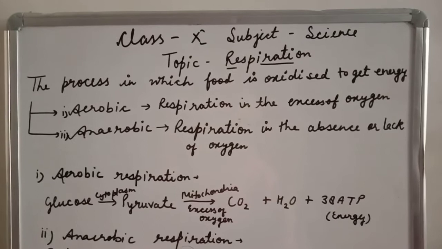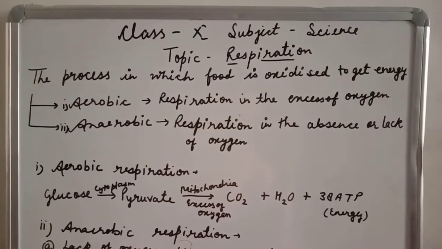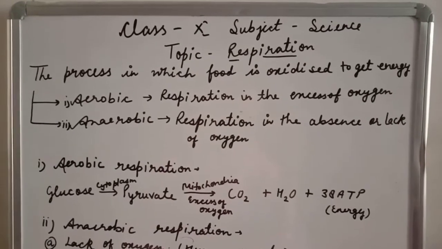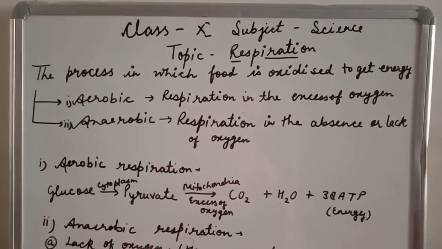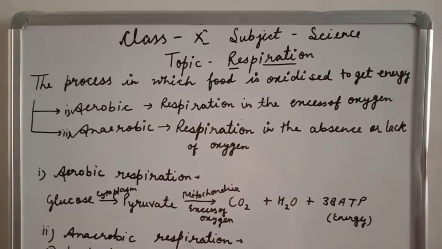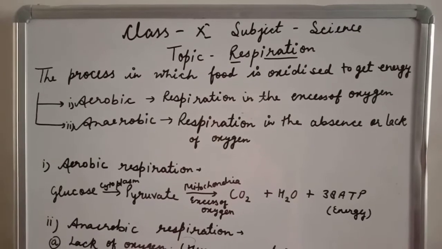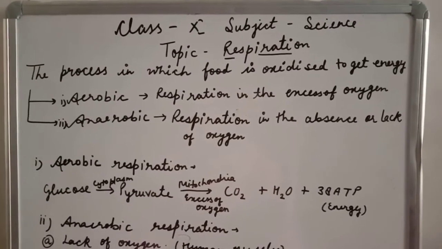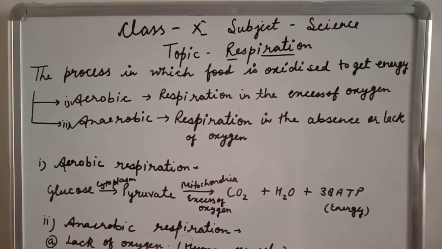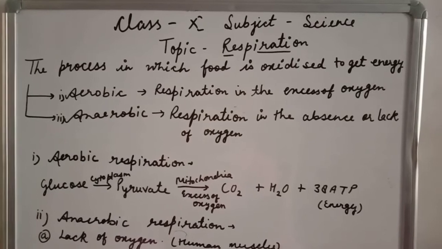we breathe in ऑक्सीजन, तो ये ऑक्सीजन हमारे फूड में मिक्स हो जाती है, ऐड हो जाती है, and this process of addition of oxygen is known as oxidation, and when the food is oxidized, it provides us energy. Now this respiration is of two types. One is aerobic respiration and the second one is anaerobic respiration.